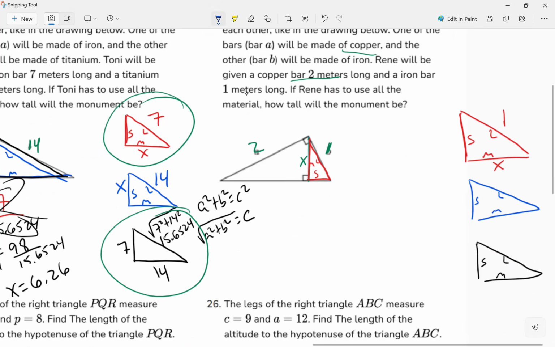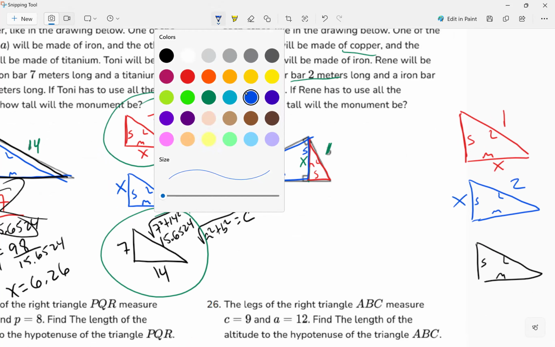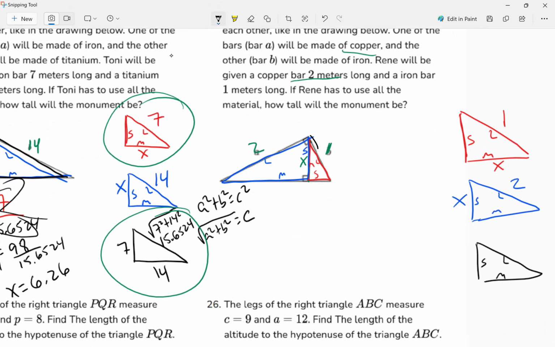From the blue triangle, is the small side, medium, and large. The small side is X, the medium side is blank, and the large side is 2. From the black triangle, this is the small side, this is the medium side, and this is the large side. The small side is 1, the medium side is 2, and I don't know the large side.